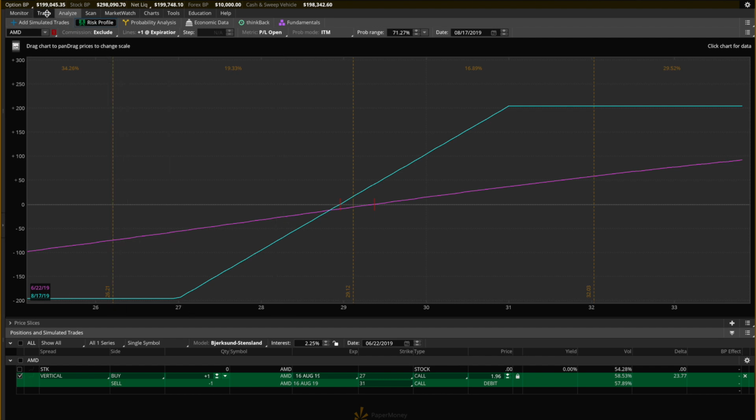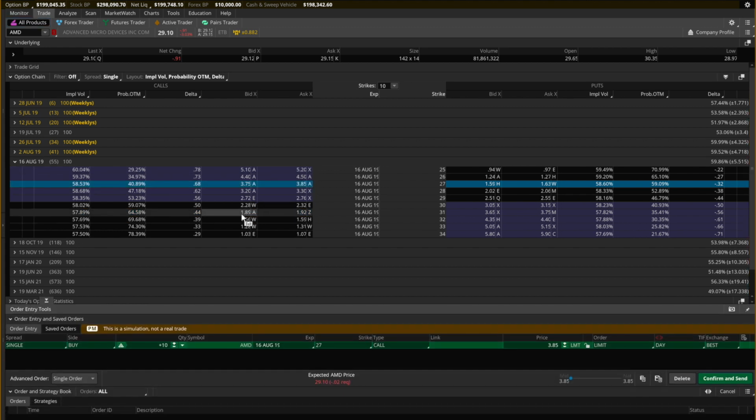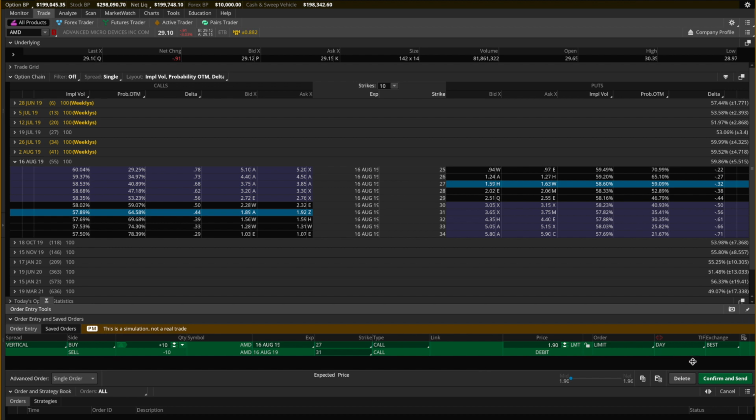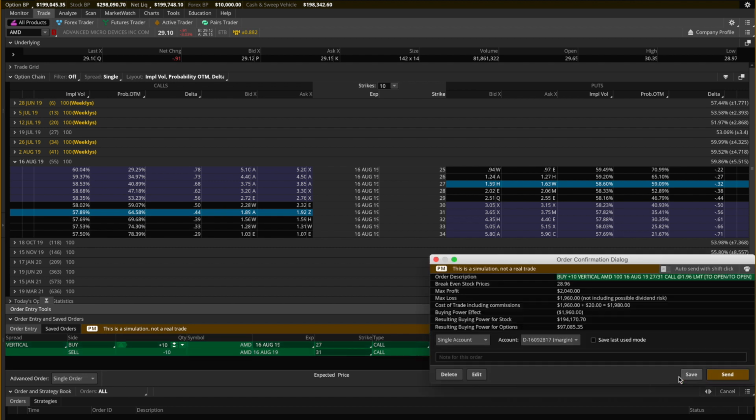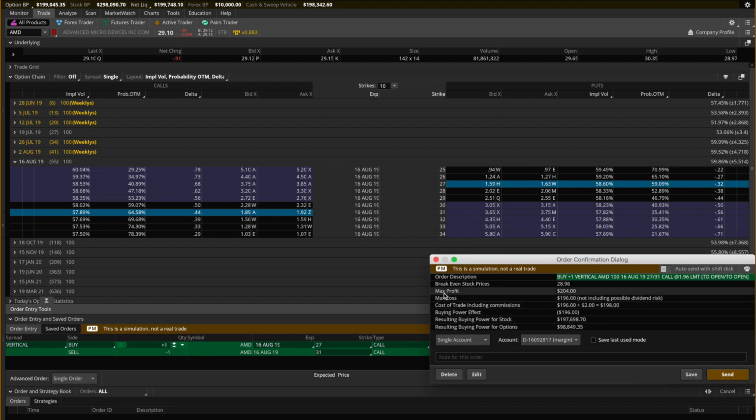If you actually do go under trade and you select those options one more time, so buy and then hold control and sell, when you hit confirm and send, I'm sorry, let me bring those options down. I told you it defaults to 10. When you hit confirm and send, you can see your max profit is laid out right in front of you, and your max loss is $196. So it's an amazing way that it already calculates everything for you.